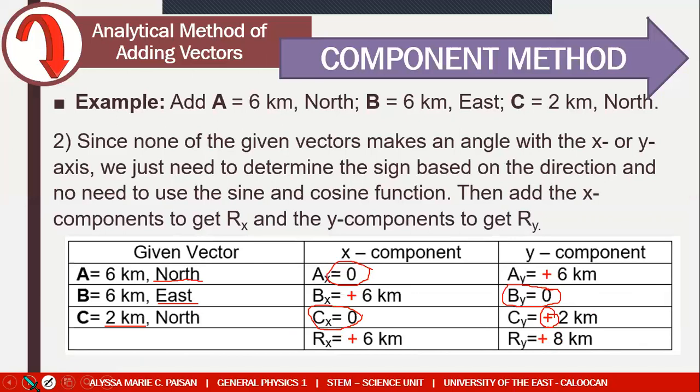Kapag one-dimensional yung vectors involved. How about if it's not one-dimensional? Let's say that we have angles. So before you write the components, just like in the condition number 1, you have to solve for a sub x and a sub y, b sub x and b sub y, c sub x and c sub y. Basically, before this step, you have to individually solve for the x and y components of each vector. Okay?